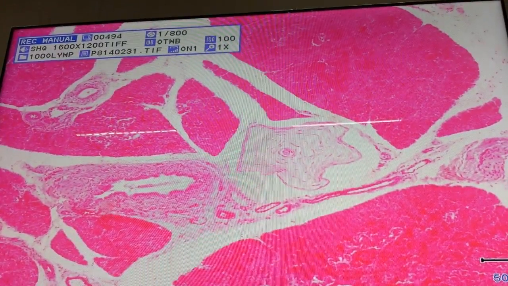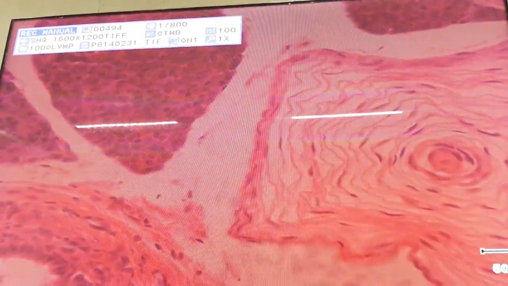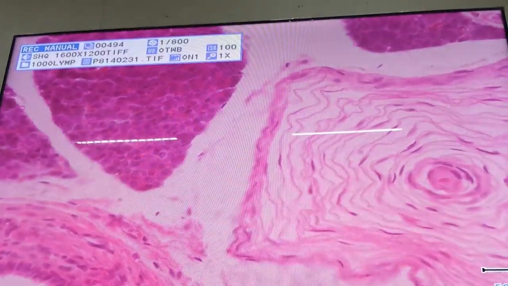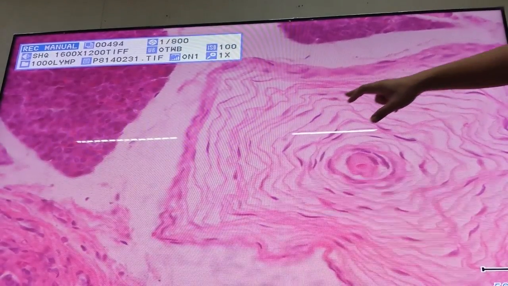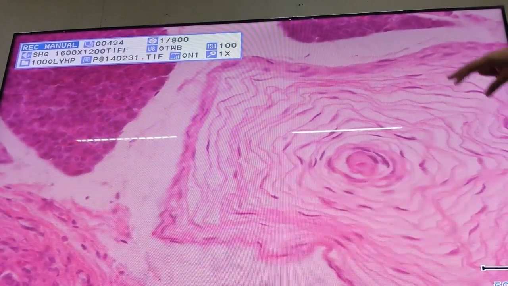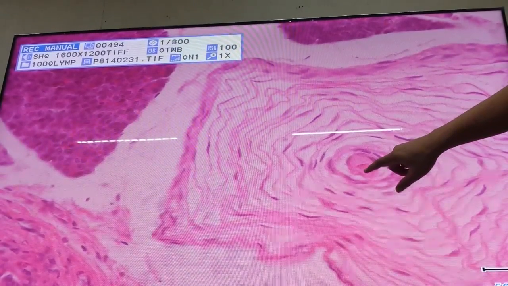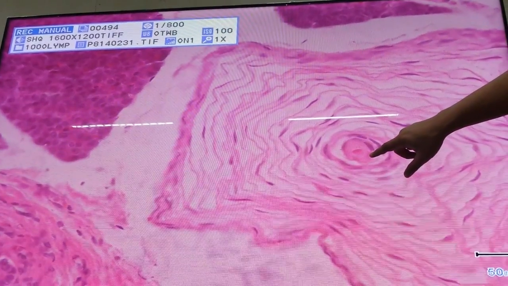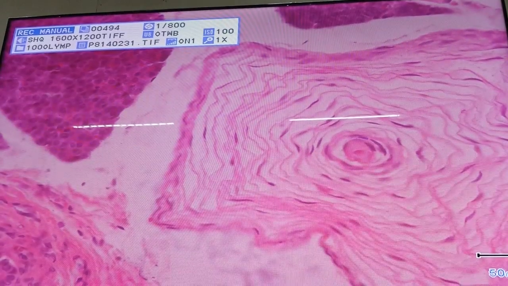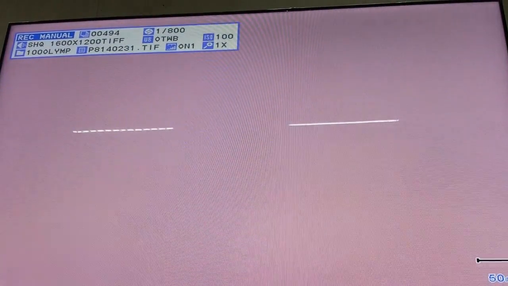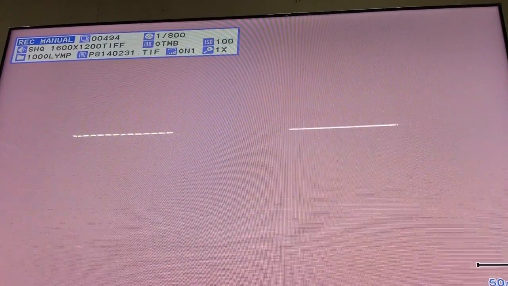It's a receptor that is involved in vibration and pressure sense. So you have lamellae of connective tissue, fibroblasts. Then the middle one, that's the axon. This one is a nerve fiber. So it's involved in vibration and pressure sense.